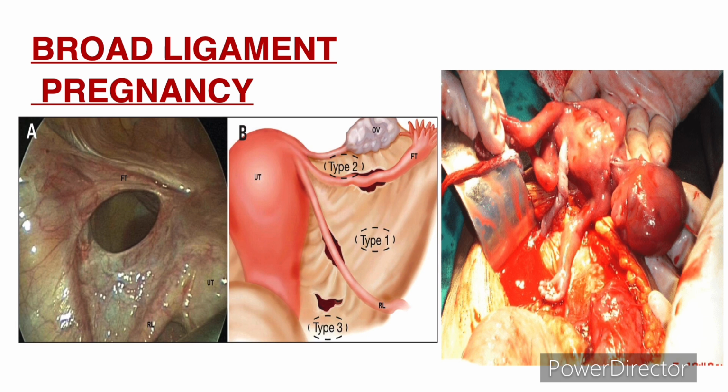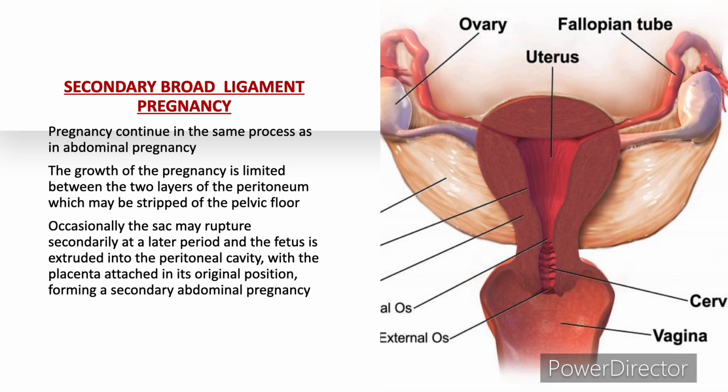Moving on to the next one, that is the secondary broad ligament pregnancy. In secondary broad ligament pregnancy, the pregnancy may continue in the same process as in the abdominal pregnancy. The growth of the pregnancy is limited between the two layers of the peritoneum, which may be stripped off the pelvic floor. Occasionally, the sac may rupture secondarily at a later period and the fetus is extruded into the peritoneal cavity with the placenta attached in its original position, forming a secondary abdominal pregnancy.